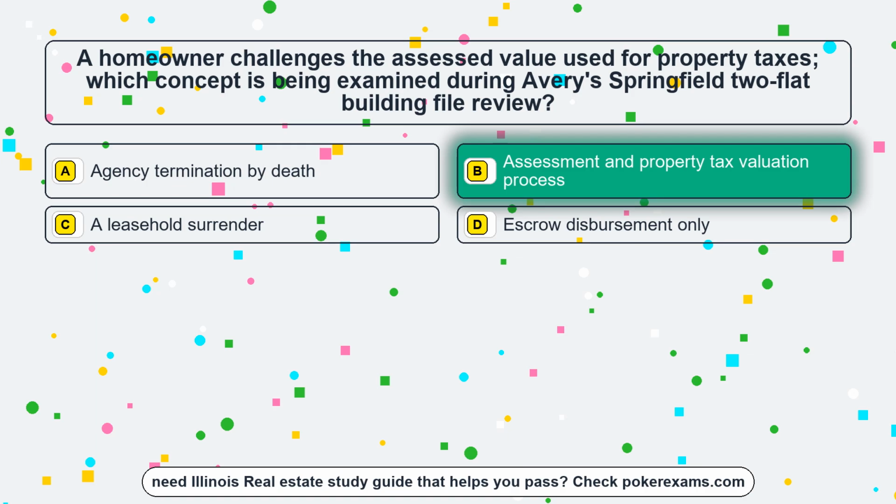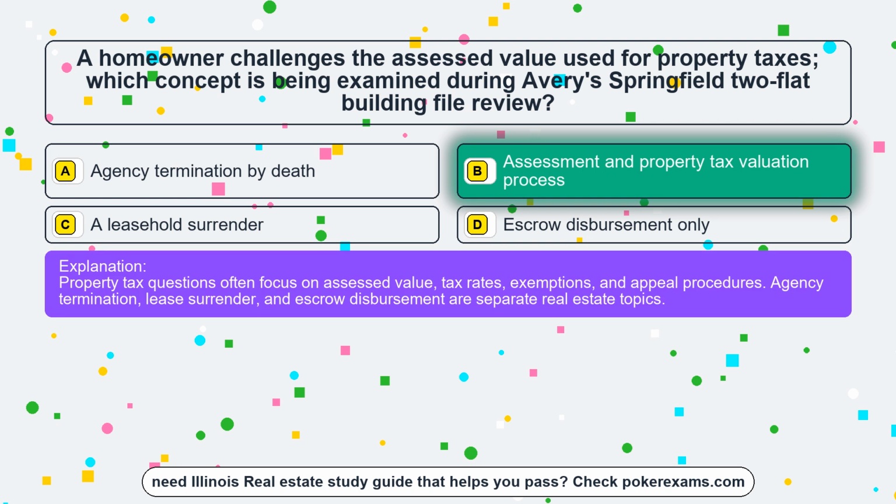The correct answer is option B, assessment and property tax valuation process. Property tax questions often focus on assessed value, tax rates, exemptions, and appeal procedures. Agency termination, lease surrender, and escrow disbursement are separate real estate topics.